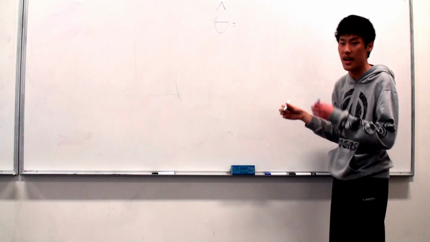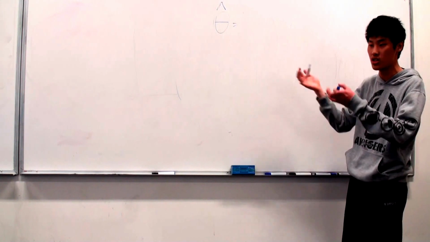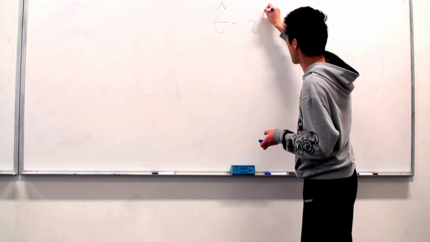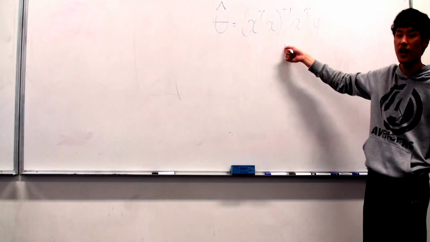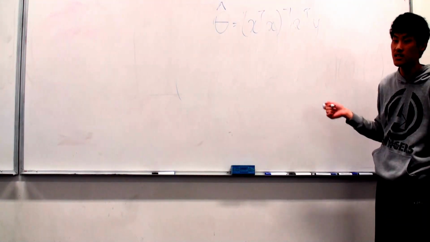Parameters hat, which means estimator, right? We estimate the parameters. It's not the real parameters. And this is x transpose x inverse x transpose y. And we proved that, remember? We proved that this is correct.